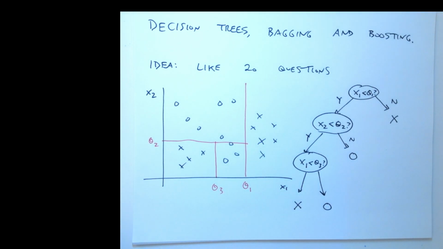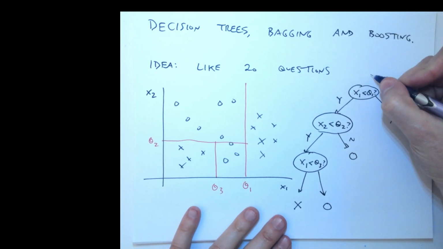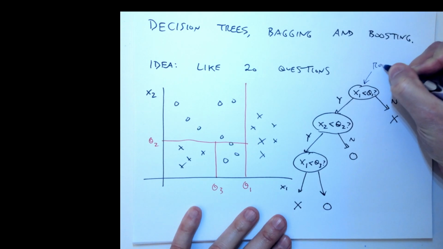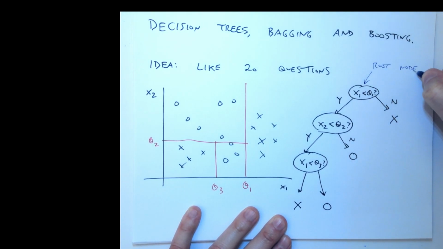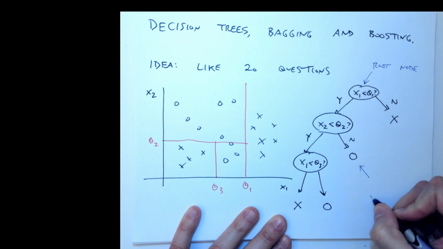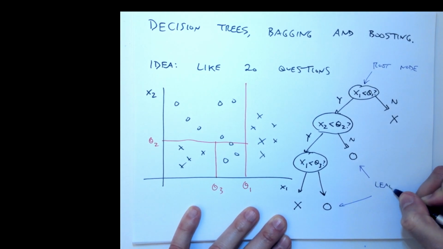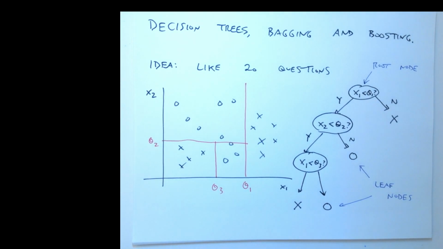So this would be a way of taking sequential divisions of the space. And the way I've drawn it here, I'm dividing the space along the coordinate axes, so I'm making a choice about x1 or x2. And then I'm done, right? So this here is called the root node. And then these guys here are what are called leaf nodes. And at every leaf node, I make a decision, okay?